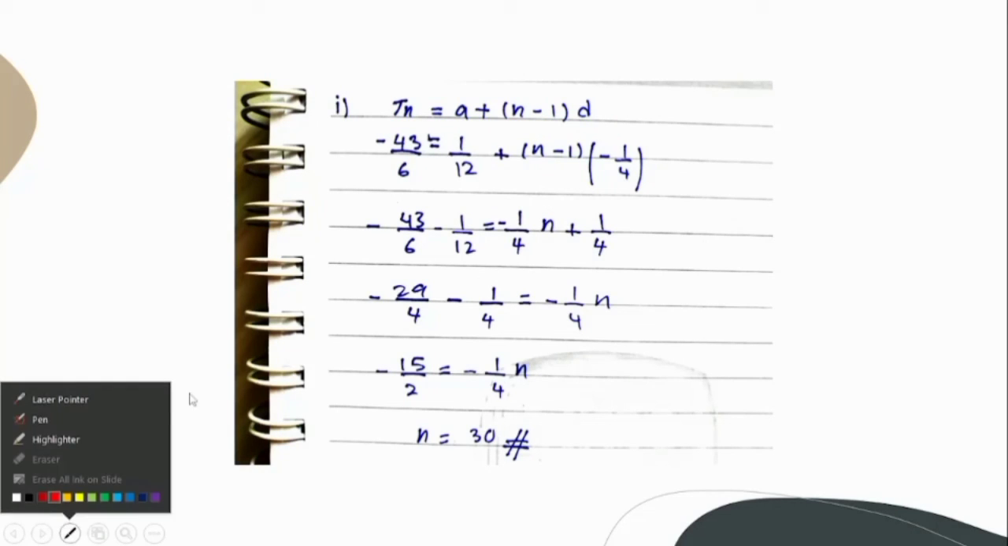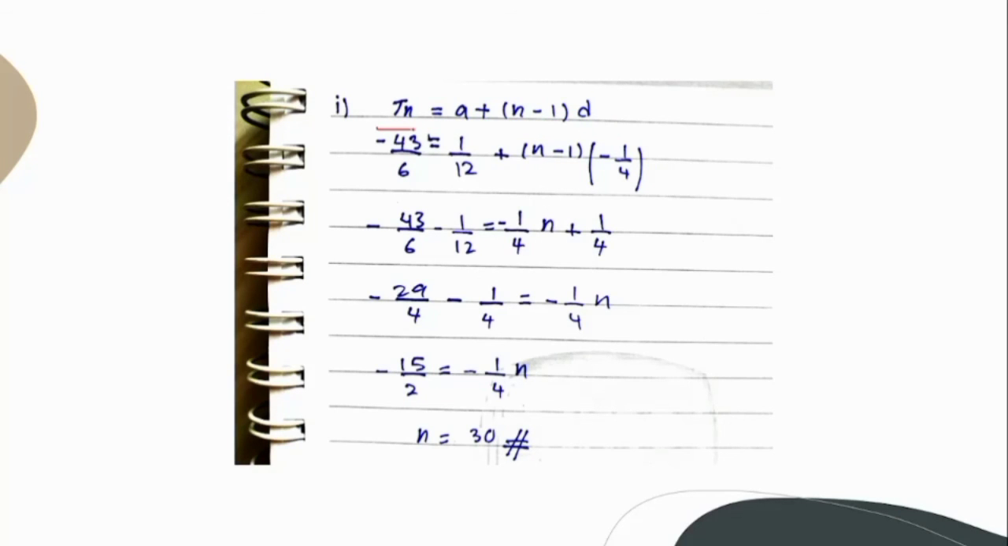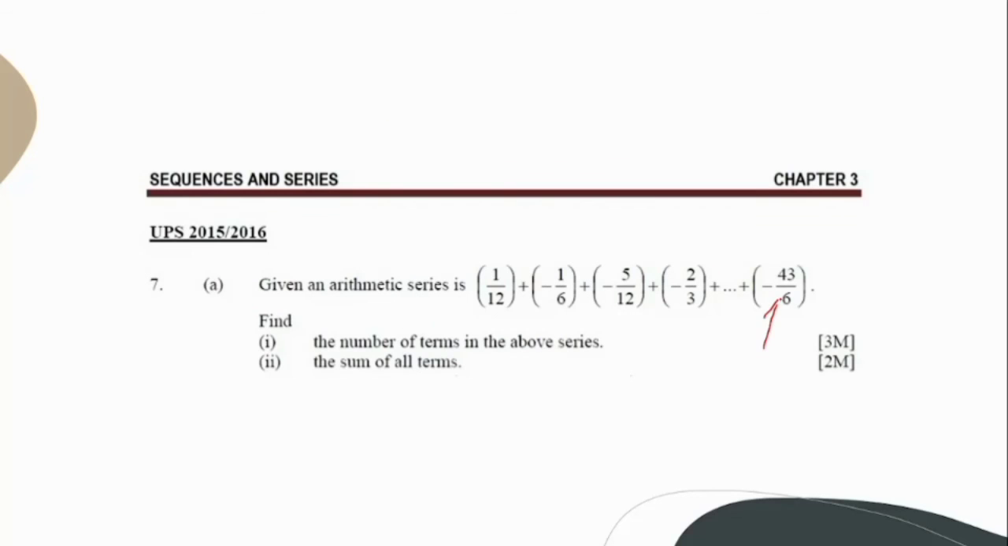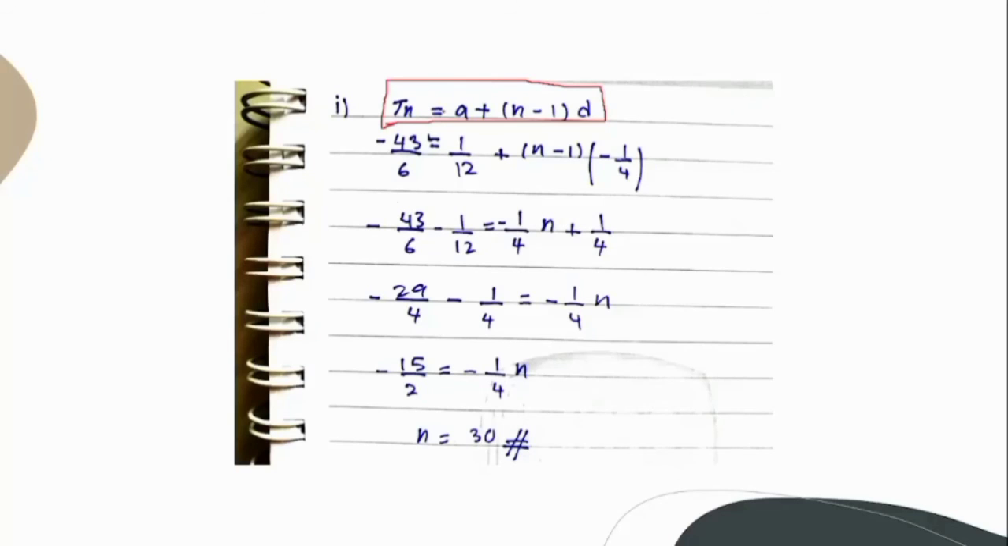To find the number of terms for this series, we have to take the last term as Tn, which is negative 43/6. First, identify the first term, which is a, and the common difference, d. This is the a, and this is the d. Substitute into the equation, and continue with the equation until we get the number of terms.